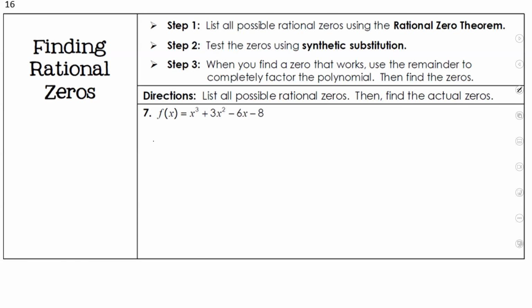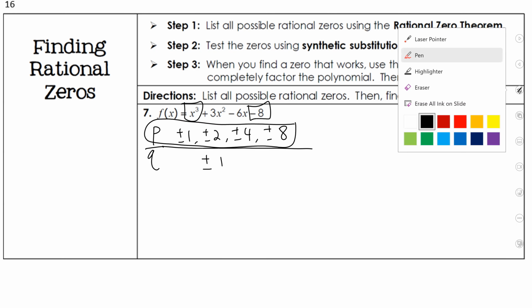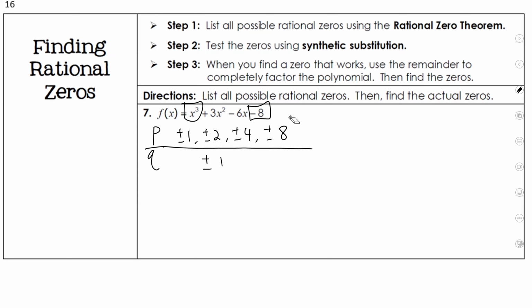Okay, so we always do P over Q. So let's list the factors of -8. That'll be plus or minus 1, 2, 4, and 8. The coefficient is 1 here, so the factor is just plus or minus 1. So these are all my possible zeros, just what's up here in the numerator. Everything divided by 1 is what I have in the numerator. Okay, so we listed the possible zeros.